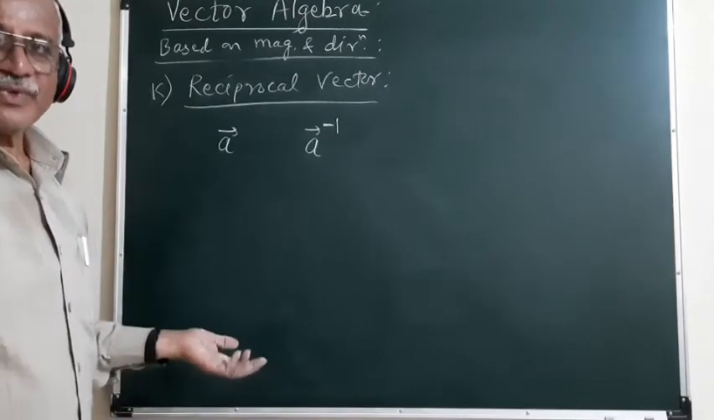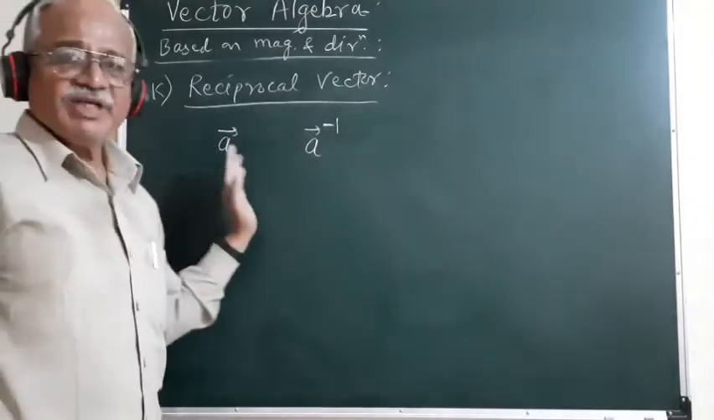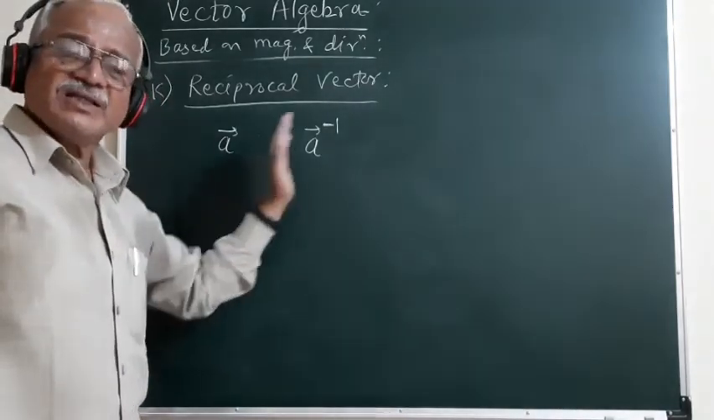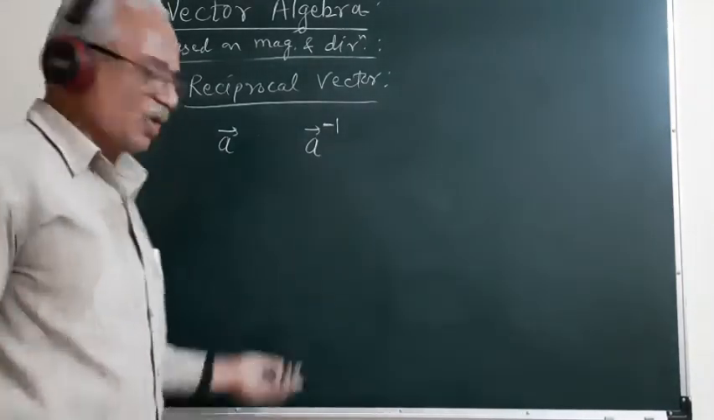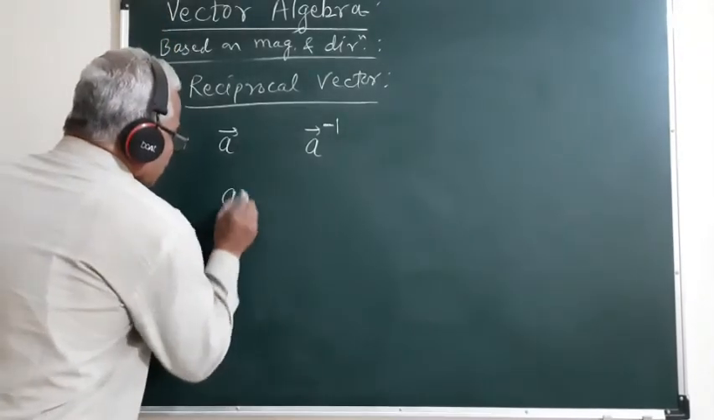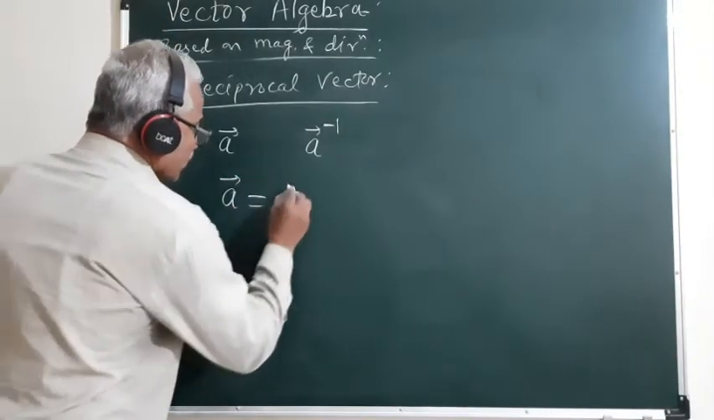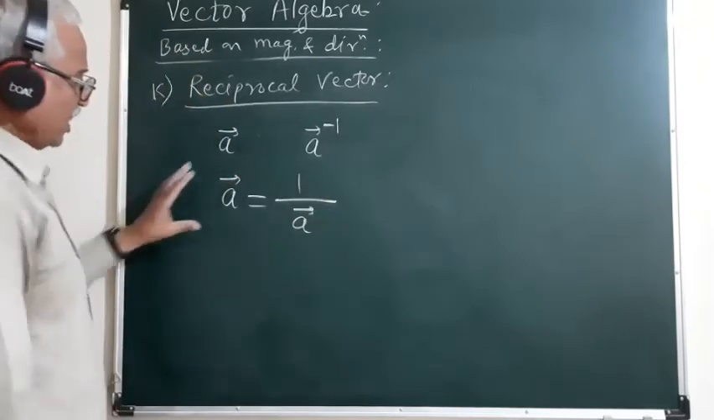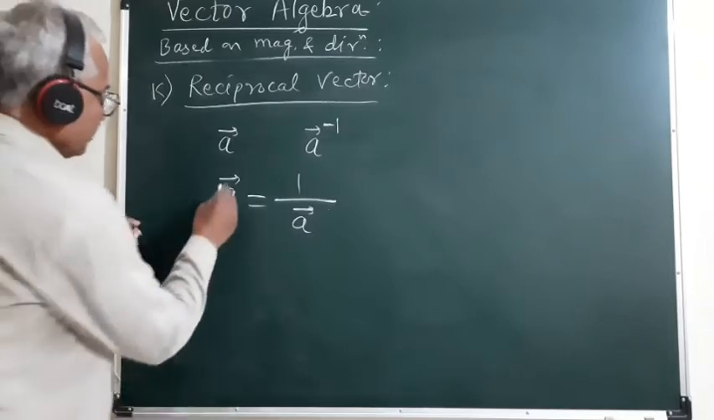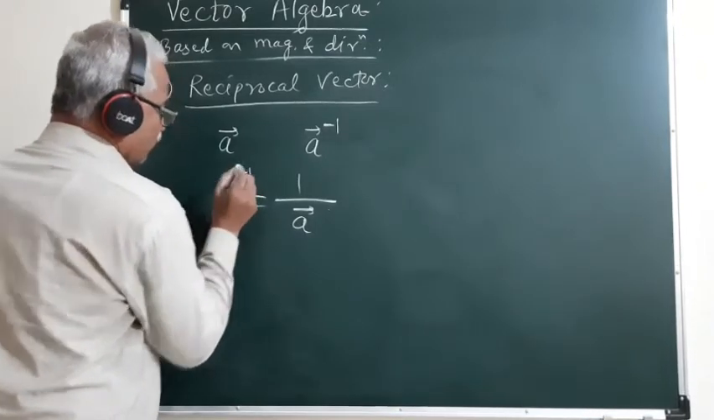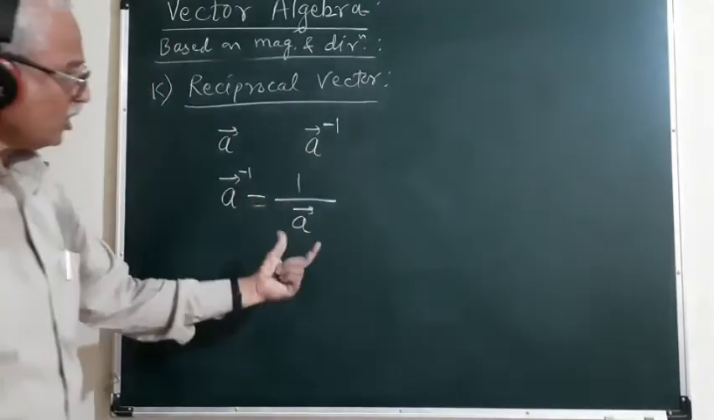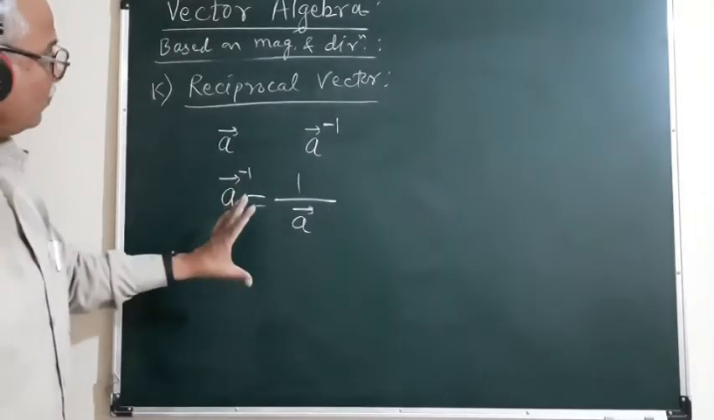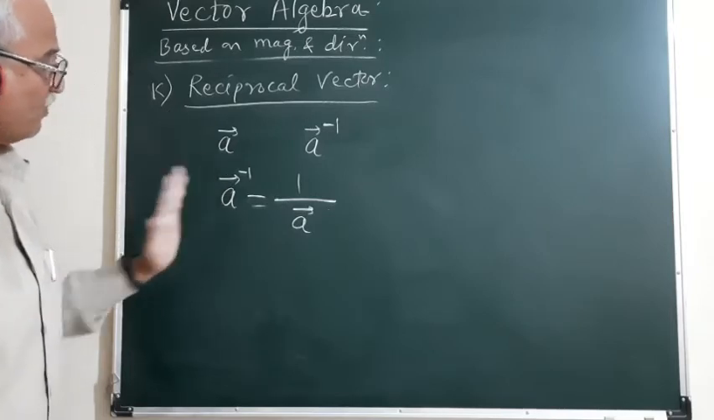If it is so, then what will be the relationship between the given vector A bar and the reciprocal vector? It is obvious. The relationship between the two vectors will be 1 upon A bar. A bar inverse will be equal to 1 upon A bar. That is the reciprocal vector. So this is how we can express the reciprocal vector.